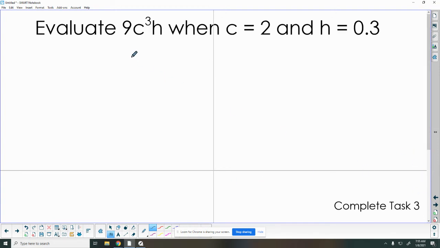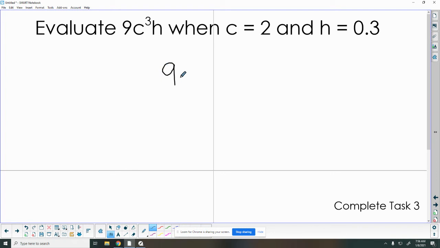Okay, we're going to try one more before I have you try the ones on task 3 today. So we have 9c cubed h. So 9 times c cubed times h. C equals 2 and h equals 0.3, or 3/10. So see if you can plug in 2 and 0.3 where they go, and let's see what our new expression looks like.